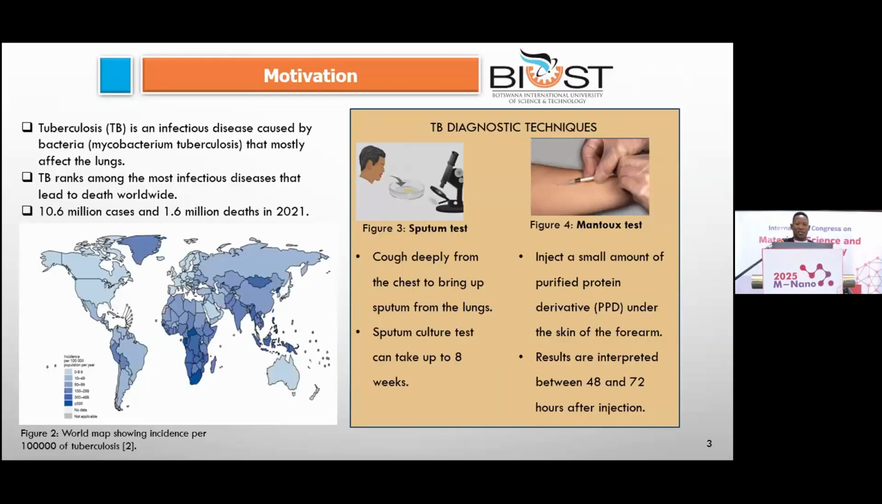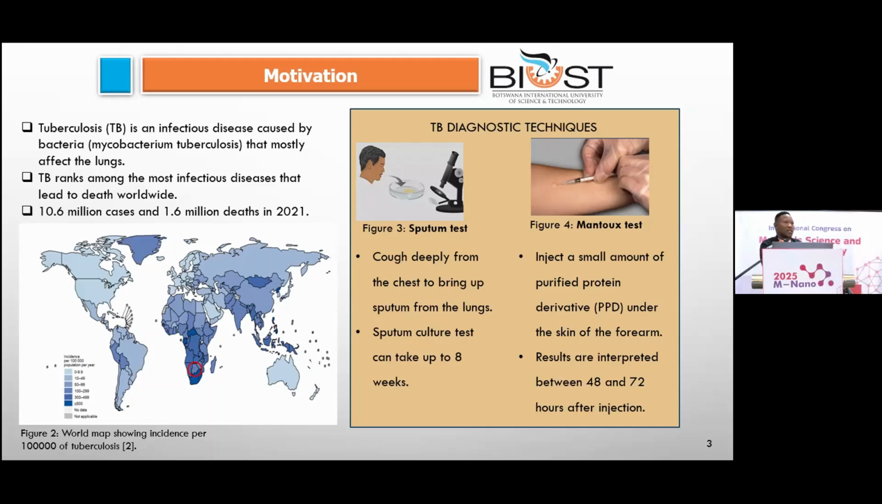We focus on TB because, as you can see from this map, TB has mostly affected the southern part of Africa, which includes Botswana, where this research is based. The TB diagnostic techniques include the Mantoux test and the sputum test. The challenge with these tests is that they involve invasive procedures and they take time before patients can get their results. And as the patients are waiting for their results, the disease will be spreading.